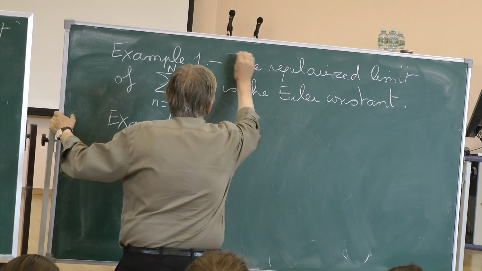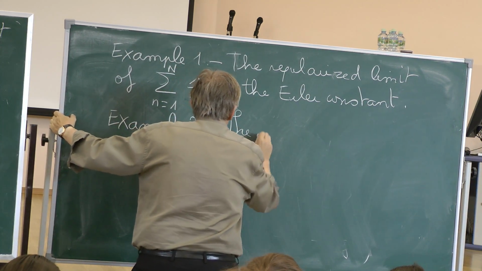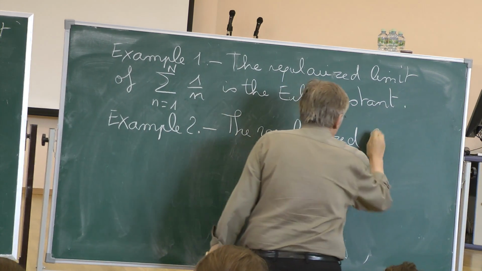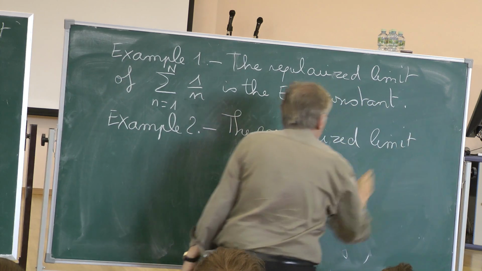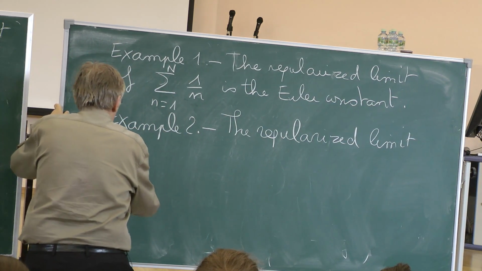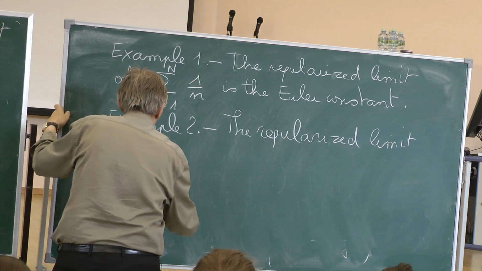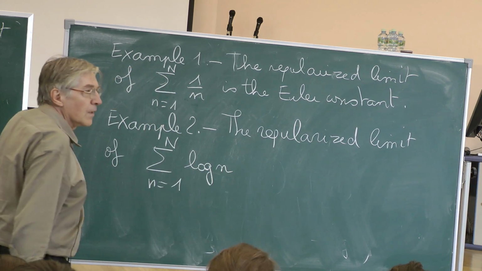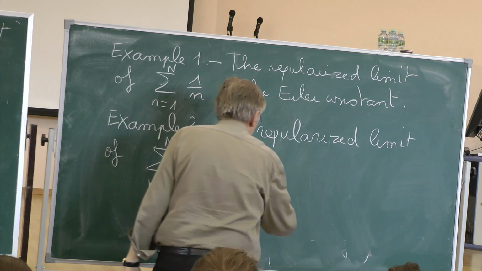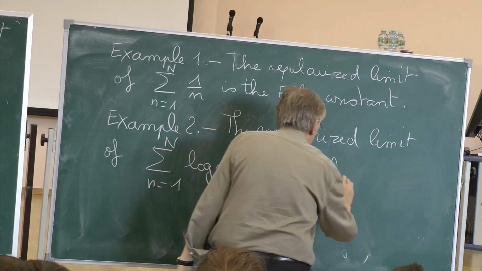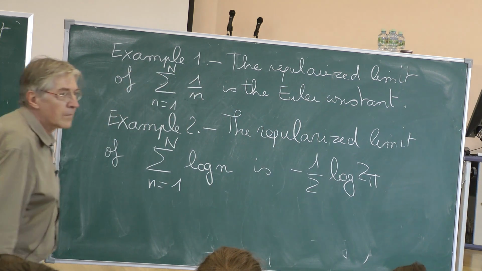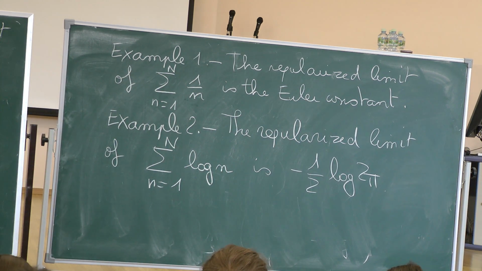Let us work out a second example. Second example: the regularized limit of the sum for n going from 1 to capital N of log n is plus a half log of 2 pi. Let us prove this second example.